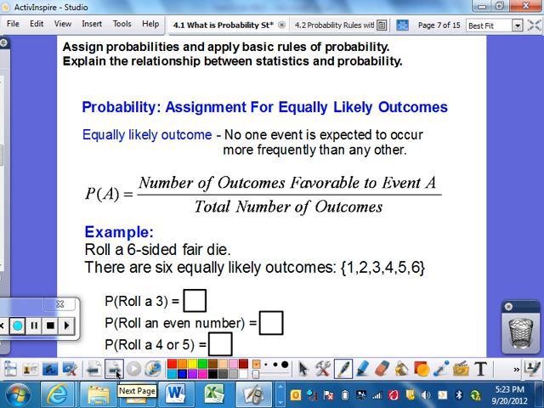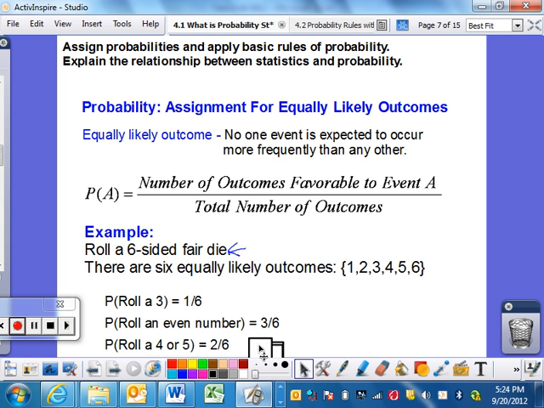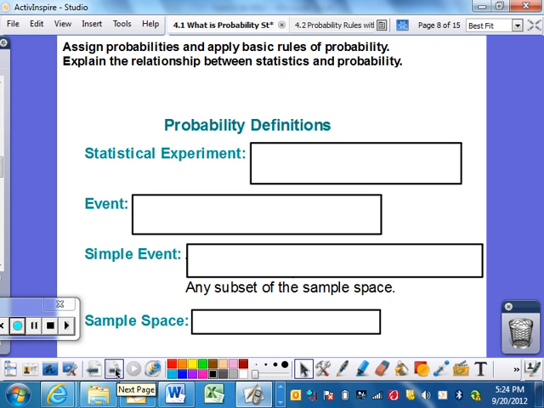Equally likely outcomes. Here's where you actually think about it. This is our theoretical way. No one event is expected to occur more frequently than the other. Okay, so here's an example. If you roll a 6-sided die, there are 6 equally likely outcomes: 1, 2, 3, 4, 5, or 6. So what's the probability of rolling a 3? All of you are like, well, 1 out of 6. Perfect. Roll an even number. 2, 4, and 6 are the options, so 3 out of 6. You can reduce that to 1/2. Rolling a 4 or a 5: 2 out of 6. Pretty elementary. Nothing too difficult about it.